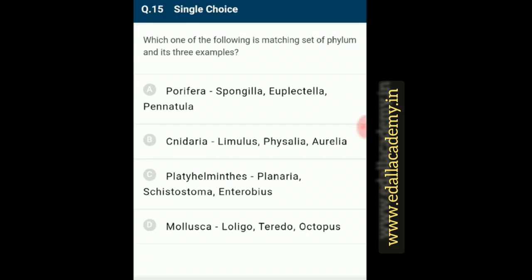Spongilla and Euplectella belong to the phylum Porifera, and Pennatula belongs to the class Anthozoa, phylum Coelenterata. Physalia and Oriella belong to the class Hydrozoa and Scyphozoa, phylum Coelenterata, and Limulus belongs to the phylum Arthropoda. Planaria and Schizostoma belong to the phylum Platyhelminthes, and Enterobius is a roundworm belonging to the phylum Aschelminthes. Loligo, Tetrado, and octopus belong to the phylum Mollusca.